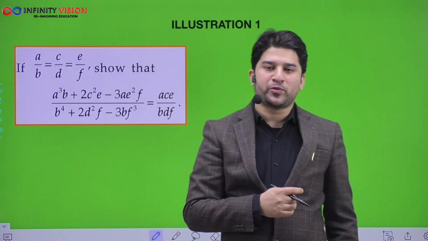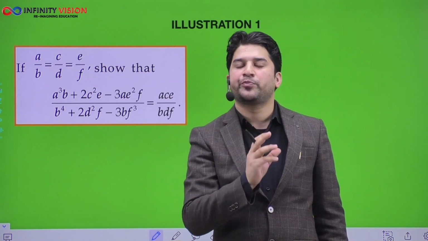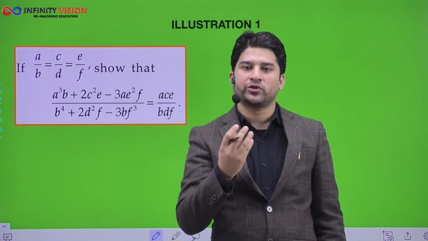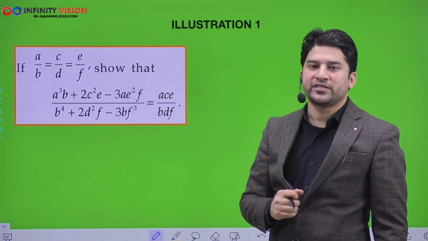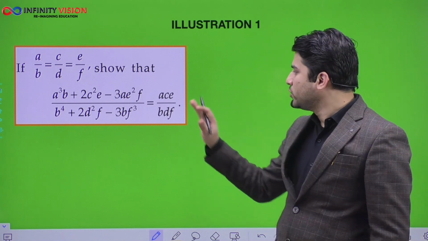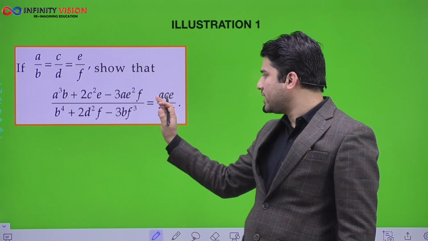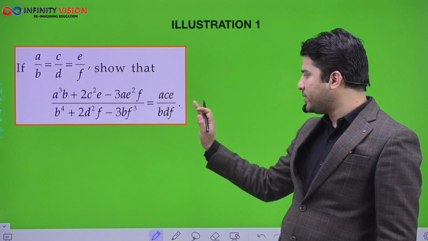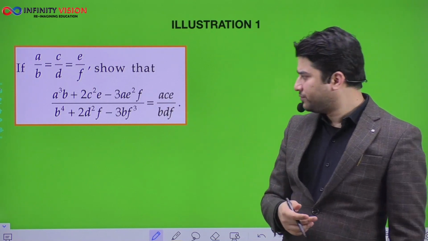Let's try to solve this problem. Whenever you encounter a problem, you should always try to read the question properly and then put all your information down so that you can find the right answer. Let's say you have the ratios a by b, c by d and e by f, all three equal. Show that (a cube b plus 2c square e minus 3a square ef) upon (b to the power 4 plus 2d square f minus 3bf cube) is equal to ace upon bdf.